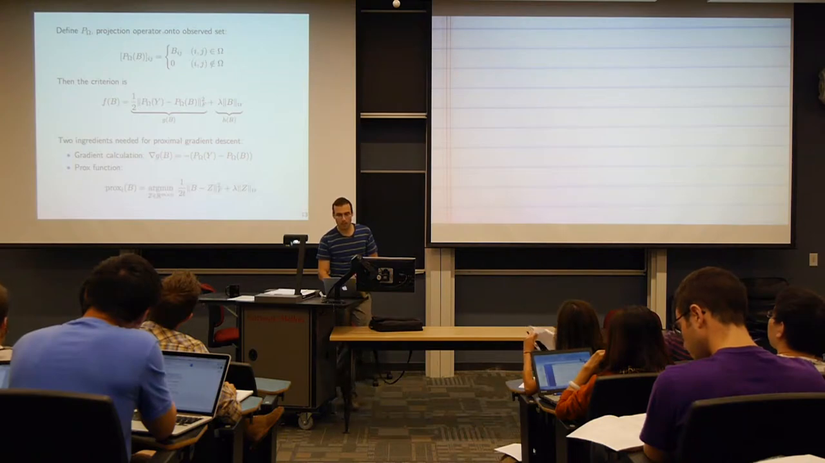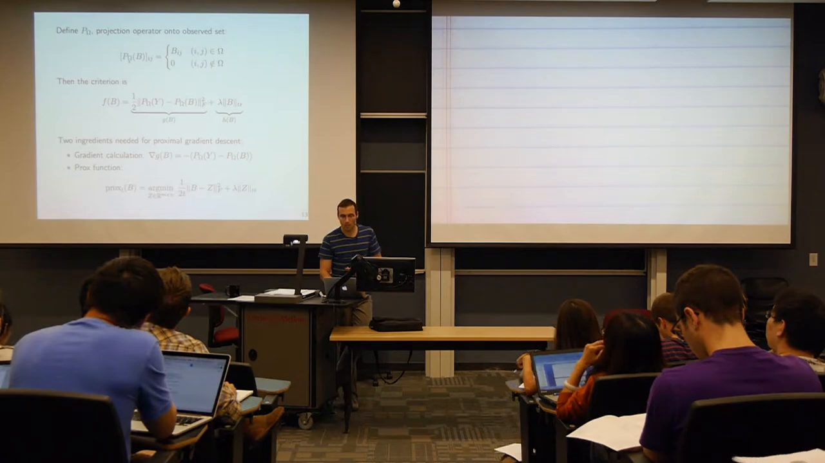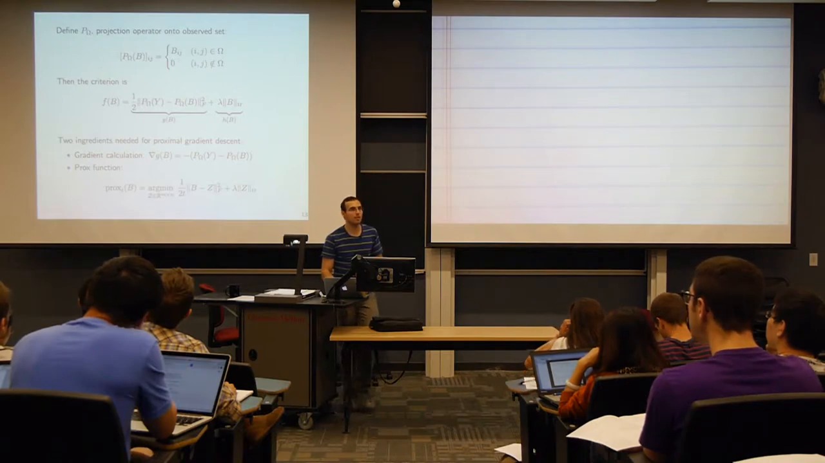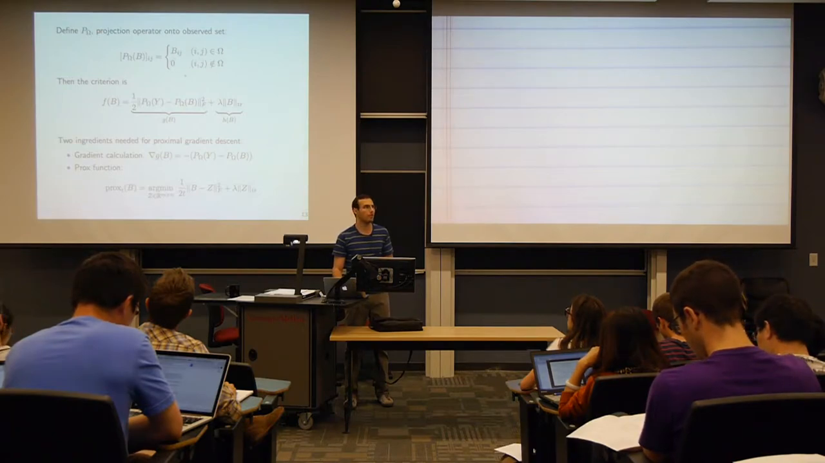We're going to define the projection operator onto the observed set. It's a very simple operator. You pass it a matrix B. It gives you back another matrix, but it only preserves the entries that happen to coincide with the observed set, omega, and it sets all other entries to 0.